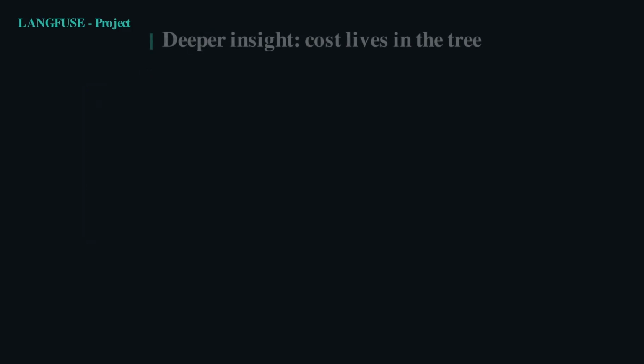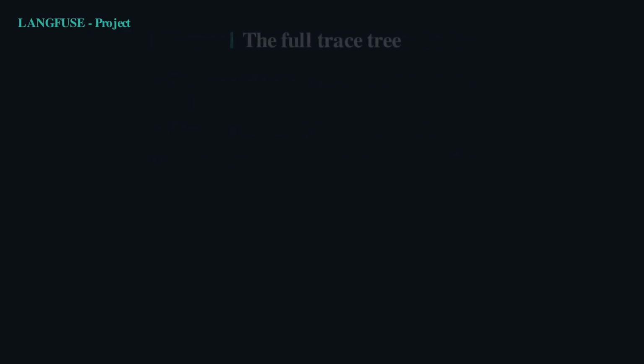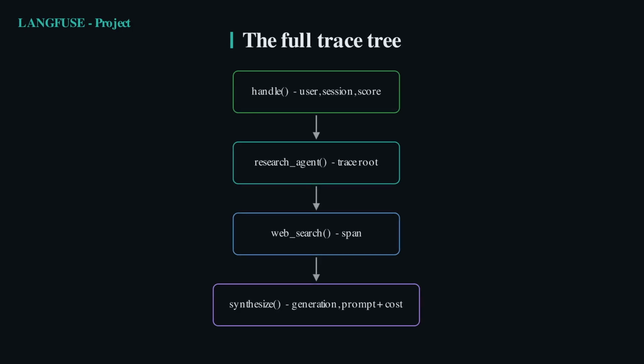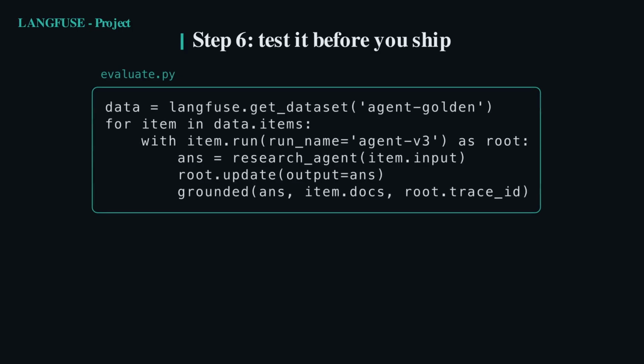The quiet superpower here is cost. Every generation prices itself. Langfuse sums the tree, and sessions let you see the cost of a whole conversation, not just one call. Open the trace, and this is what you see: the whole request as one inspectable tree. Click any box for its exact input, output, latency, prompt version, and cost. The same agent runs against a golden dataset for a regression test. Every change now gets a score on the same fixed inputs, so you never ship a quiet regression again.